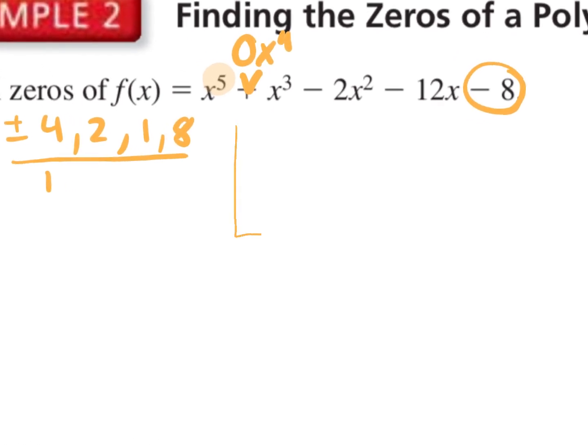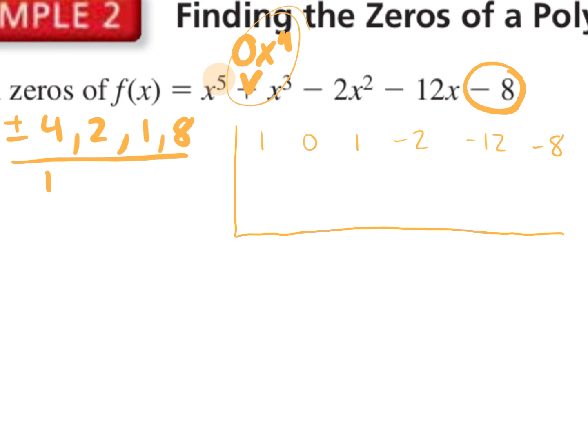Now I need to see what works. So these are possible options. I have to do synthetic division to test what's going to go inside the box. 1, 0, 1, -2, -12, -8. Perfect. 1, 0, 1, -2, -12, and -8. Don't forget about that 0. If you are skipping a term, make sure you put a 0 in that spot.